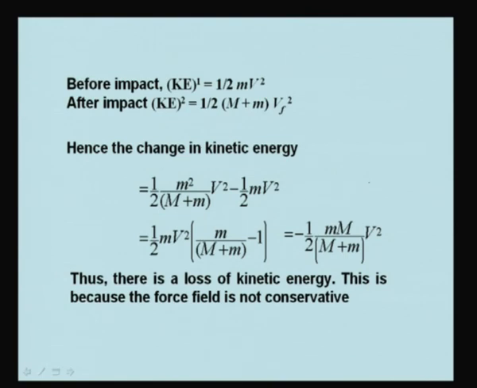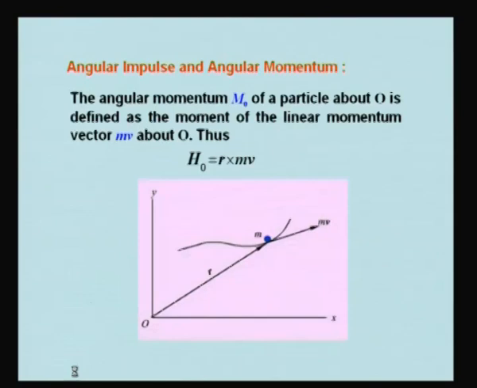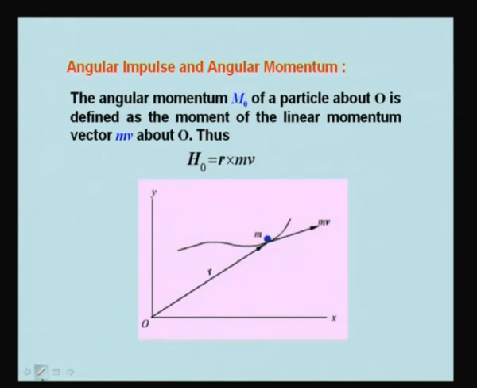Now, just like we defined linear impulse and linear momentum, we define angular impulse and angular momentum. The angular momentum H0 of a particle about O is defined as the moment of the linear momentum vector mv about O. Thus, H0 will be R cross mv.